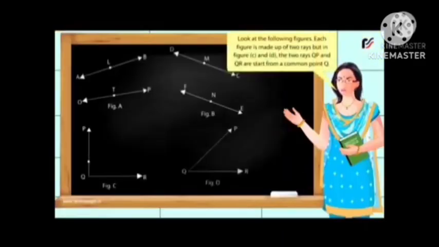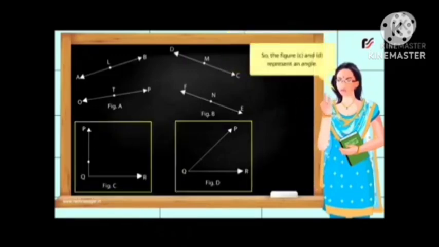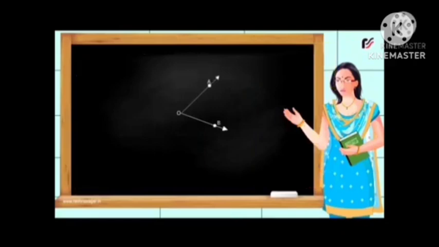Angles. Look at the following figures. Each figure is made up of two rays, but in figures C and D, the two rays QP and QR start from a common point Q. So figures C and D represent an angle. Similarly, draw a ray OA with O as its endpoint and another ray OB with O as its endpoint. The common endpoint O of the two rays, arms OA and OB, is called the vertex of the angle. The two rays or line segments are called the arms of the angle.